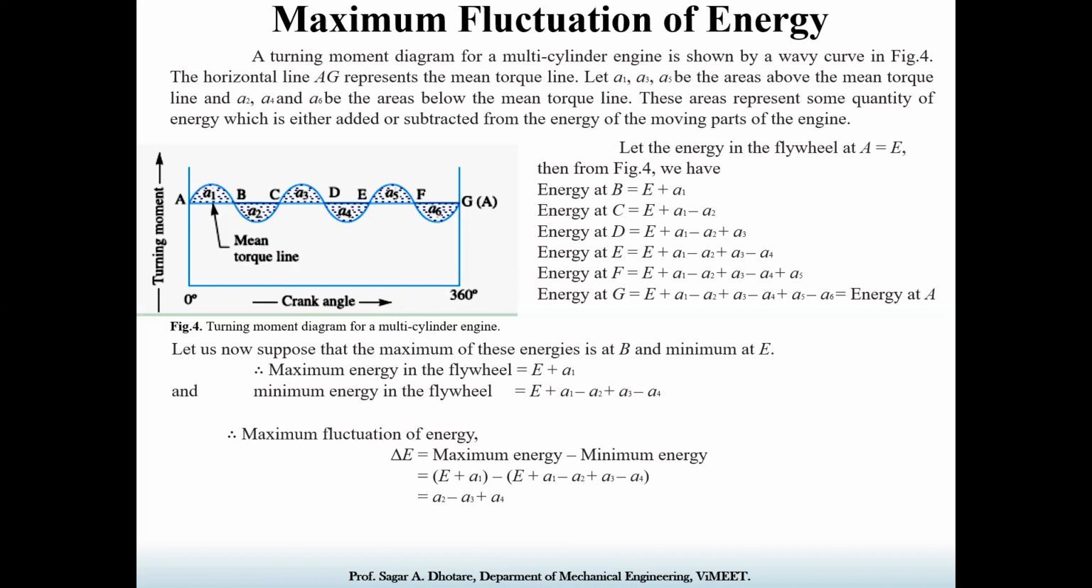Then the maximum fluctuation of energy is nothing but the difference between these two energies, that is, the maximum energy in the flywheel minus the minimum energy in the flywheel. So what we get, A2 minus A3 plus A4, is the maximum fluctuation of the energy. So these areas show the maximum fluctuation in the energy.